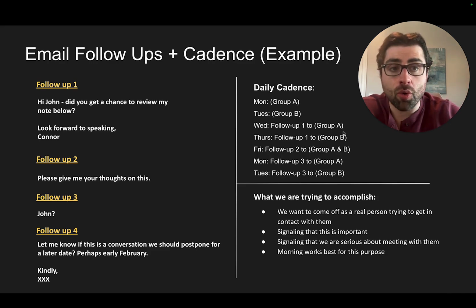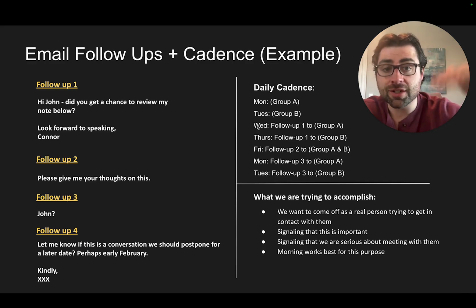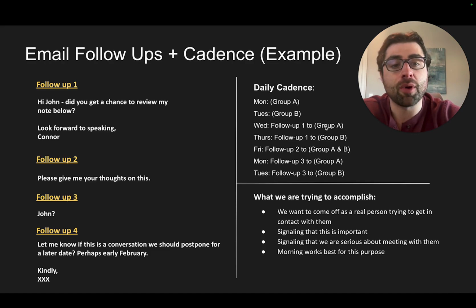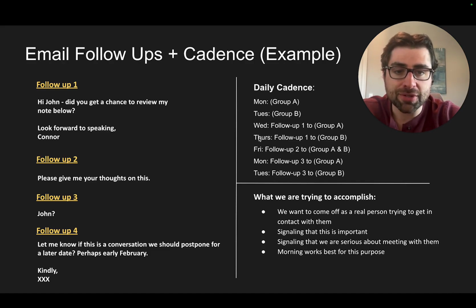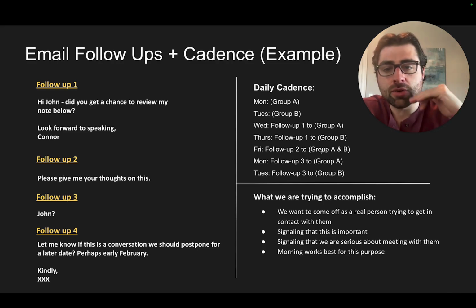Now, if you can automate this stuff, great. Then you can do even more. I still do this stuff manually, and what I do is on Wednesday morning, I click in my sent box, I scroll down to the first email I sent Monday, and I send every single person I emailed a follow-up on group A until I get to Tuesday. And then on Thursday morning, I wake up and do the same thing for the people I emailed on Tuesday. Friday, now it's please give me your thoughts day. I send it to everyone on group A and B.